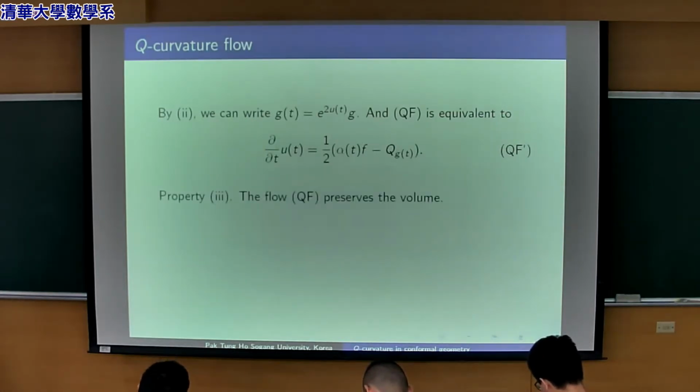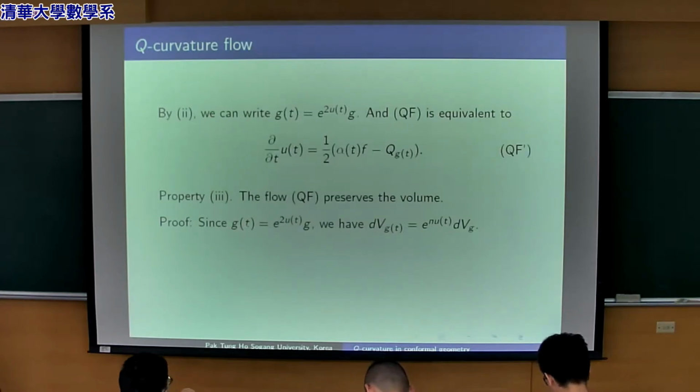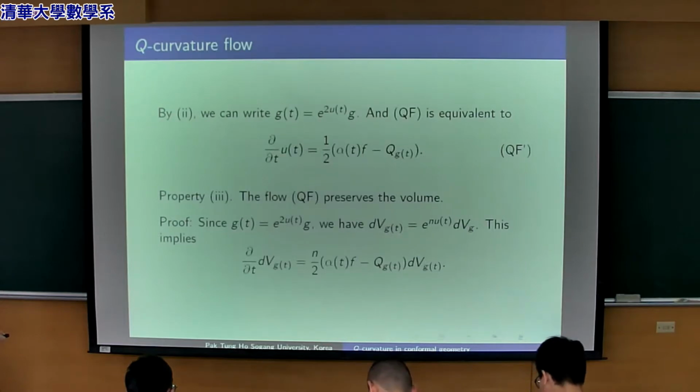And from this, you see that, as I said, in fact the flow preserves more than that. This is also a pretty easy calculation. Because the solution g_t can be written as exponential of 2u_t, the Paneitz form is related by this. So you just multiply by n over 2. Therefore, if you take the derivative, using this equation, you see that the volume form changes in this way. Pretty easy calculation. You have some graduate students here, so you should do it one time in your life, and then forget about it.